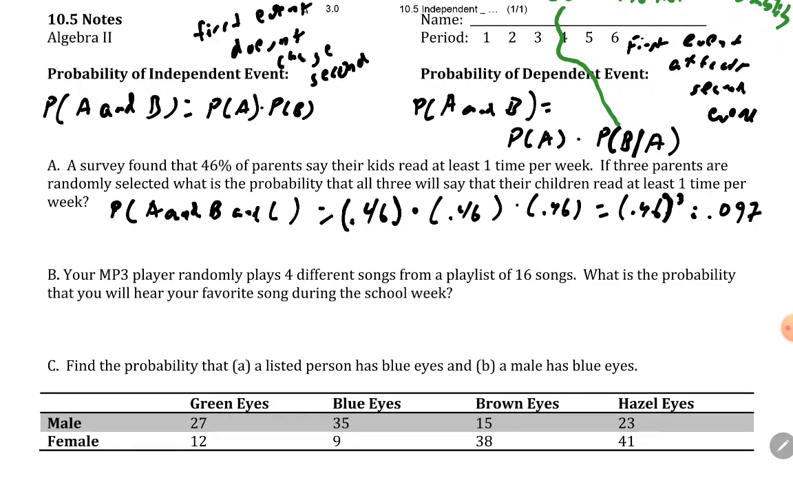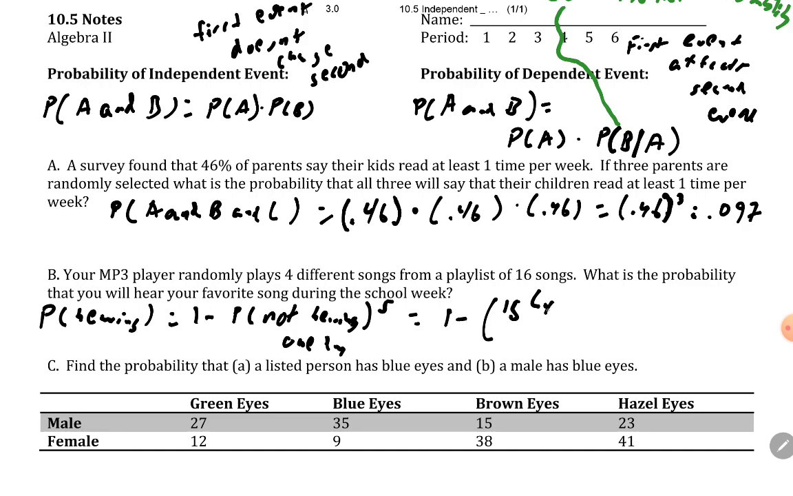Your MP3 player randomly plays 4 different songs from a playlist of 16 songs. What is the probability that you will hear your favorite song during the school week? So the probability of hearing that song throughout the week is equal to 1 minus the probability of not hearing it at all. There are 5 days in the school week, so to the 5th.